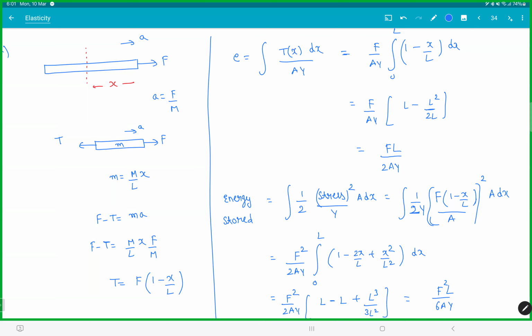Check. That's how you do it. And the main catch in the question is to find the tension. Once you find the tension, your job's done.